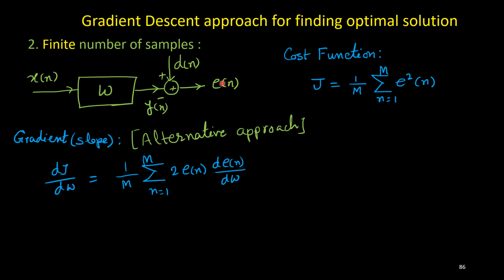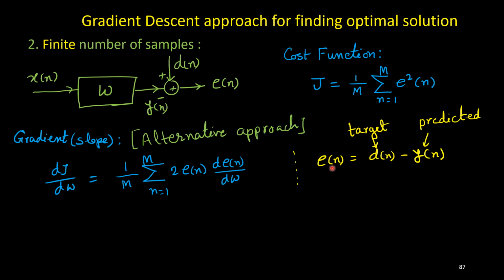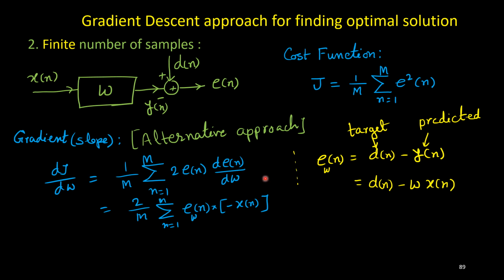Now e of n is basically d n minus w into x n, right? This is your e n, this is the target one, actual one, and this is the predicted one, right? So we should better call it e of w of n, because it's also a function of w. So actually it is d n minus w times x n. If you take the derivative of this one, then d n is 0, and the derivative of w is 1, so it's simply minus x n. So this one we can replace by minus of x n only. Okay, so this is your derivative.